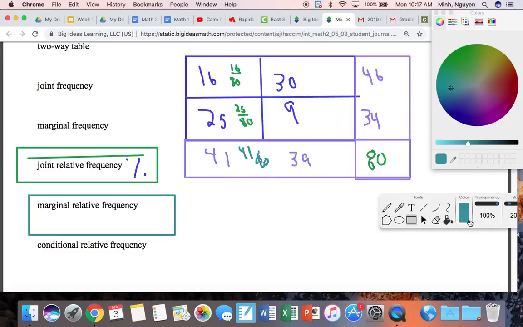So let's do this in a different color. That's like saying, instead of comparing it to all 80 students, I just want to compare it to the total number of whatever category that was. I can't remember what it was. Like instrument playing, I think. So you would say, what is the chance that a student who plays an instrument also speaks a foreign language? Then this would be 16 out of 41, because I only care about this category.